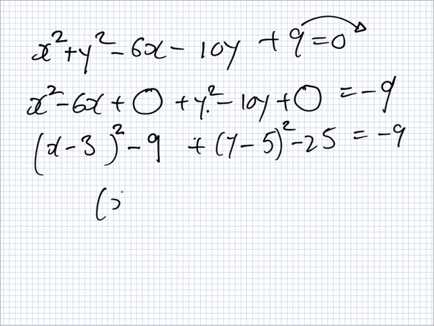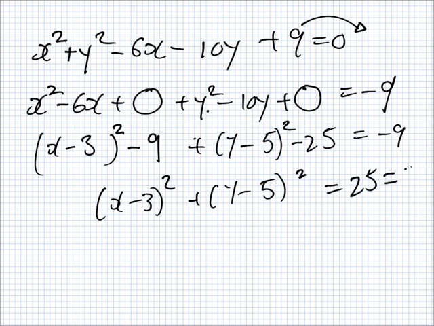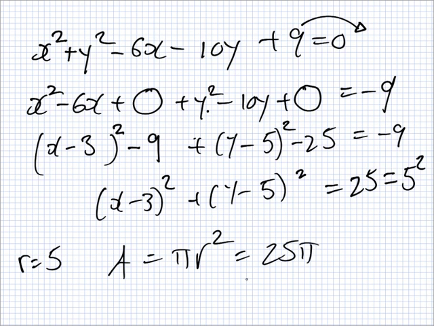So you have x minus 3 squared plus y minus 5 squared equals 25, which equals 5 squared. That's what I want. This here is what the radius is. So if you have the radius as 5, then the area is pi r squared, which is 25 pi, which is 25 times 3.14, which is 78.5. And of course they said cycle instead of circle.